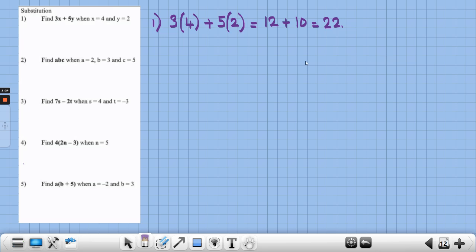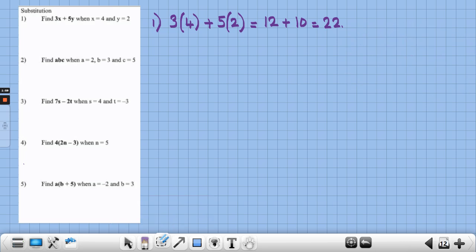Now there's nothing wrong with writing it out as 3 times 4 plus 5 times 2. You would still, of course, get the same answer. You'd still use the rules of BIDMAS, order of operations, so multiplication would get done first here. So we would end up with 12 plus 10, which of course also equals 22. But I'm going to use brackets because it's general notation that we would use.